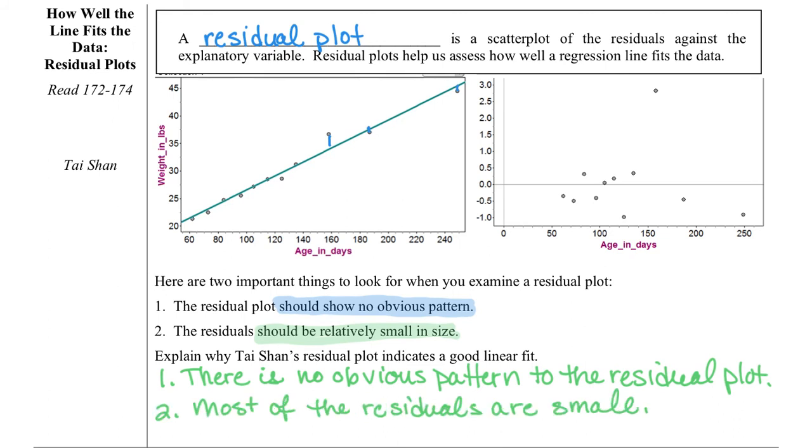Second, relatively most of the residuals are small, considering it's a panda. It's going to be growing a lot. 1 pound residuals are not that large.